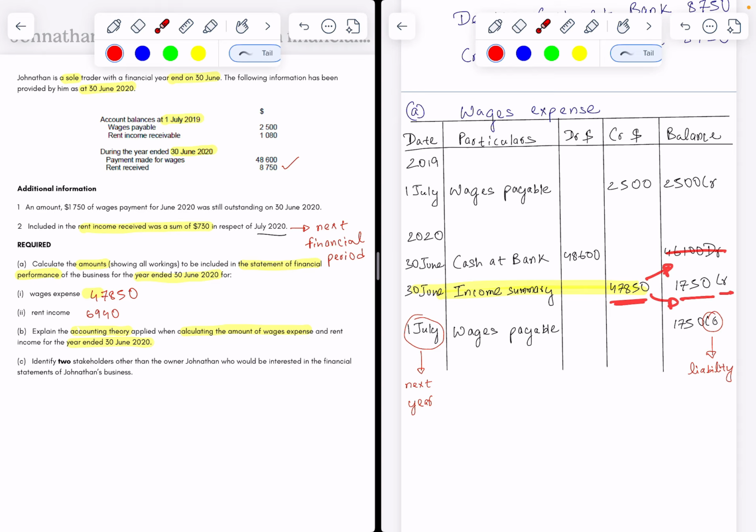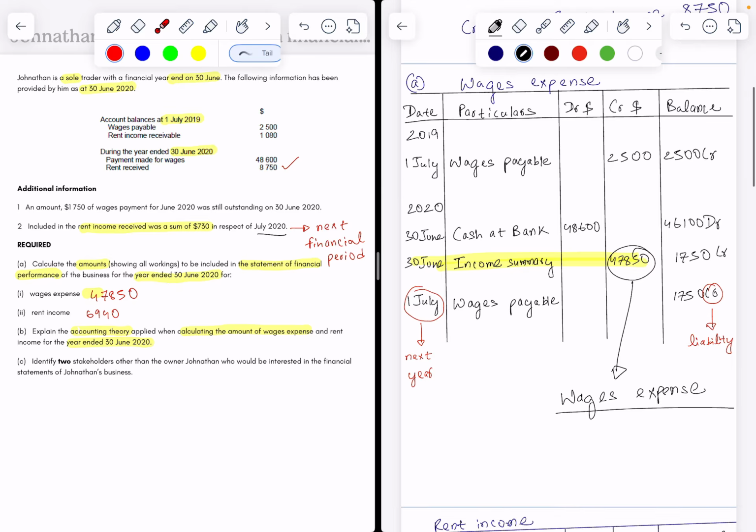Does that make sense? And that amount is what we transfer to the statement of financial performance using the account income summary in the particulars column. Okay, so this $47,850 is the actual wages expense which we are closing at the end of the financial year. So here we are preparing a closing entry, and that is why this amount is being shown on the credit side. And why are we preparing a closing entry?